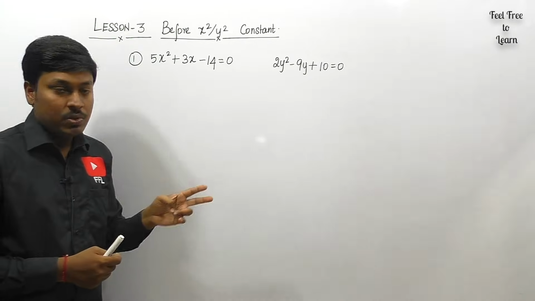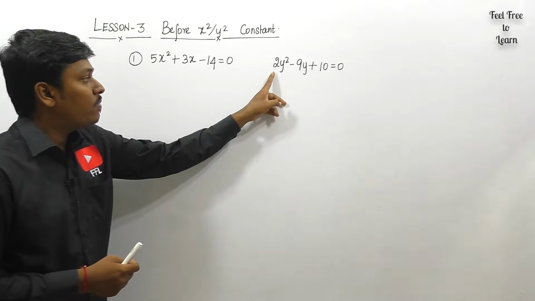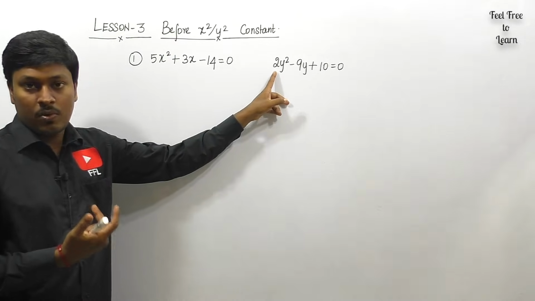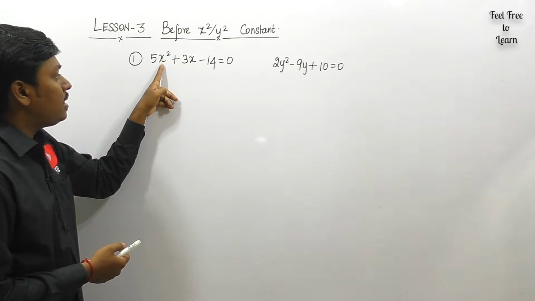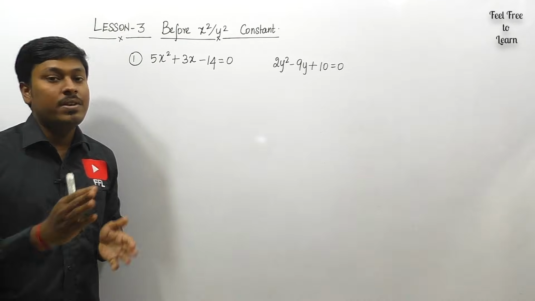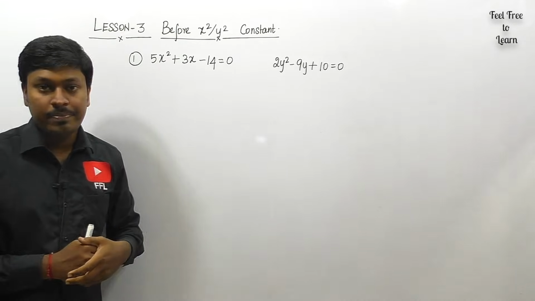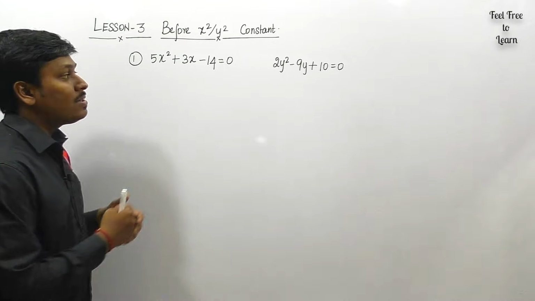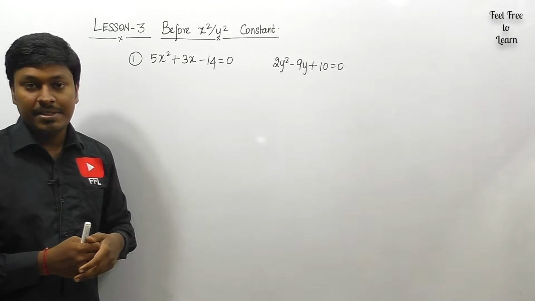But in lesson number 2, before x square and before y square, there will be no number, right? No constant. But in this lesson number 3, before x square and before y square, there will be some constant. That is the difference between type number 1 and type number 2. So friends, let me move on to all 6 different questions on this lesson number 3.